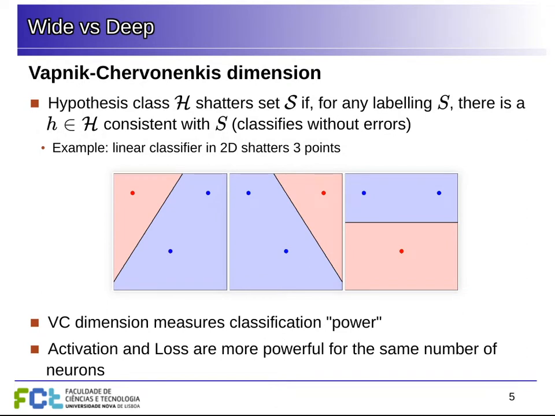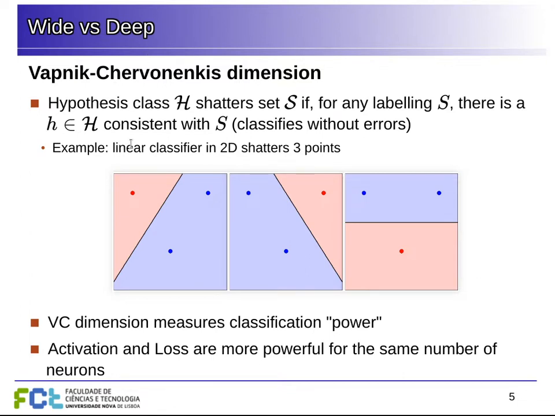We say that some hypothesis class, for example the class of all linear classifiers in 2 dimensions, this would be one hypothesis class from which we can take lines and use them to classify our data. We say that some hypothesis class H shatters a set S if for any labeling of the set we can always find one hypothesis in the hypothesis class that classifies without errors, that is consistent with the set.